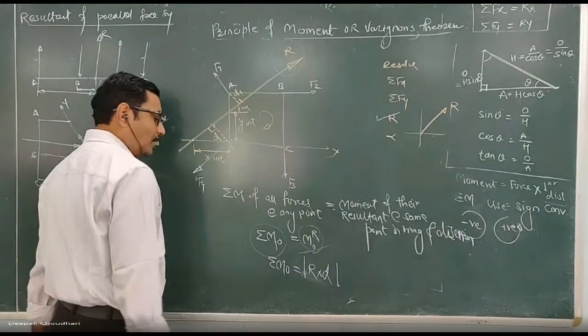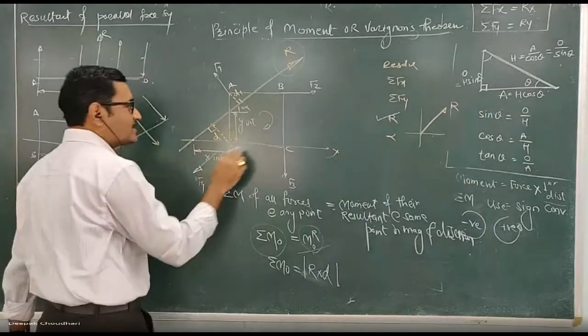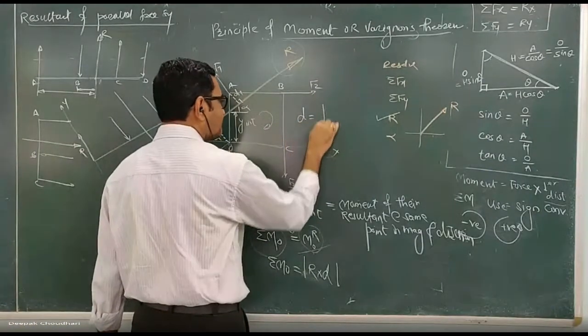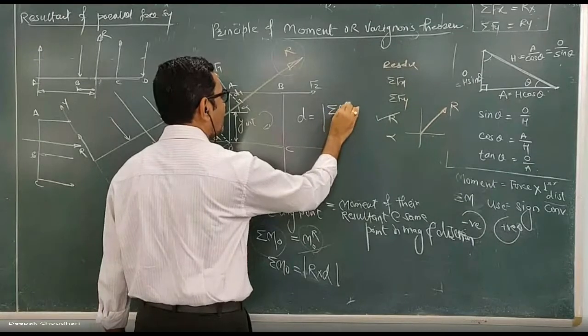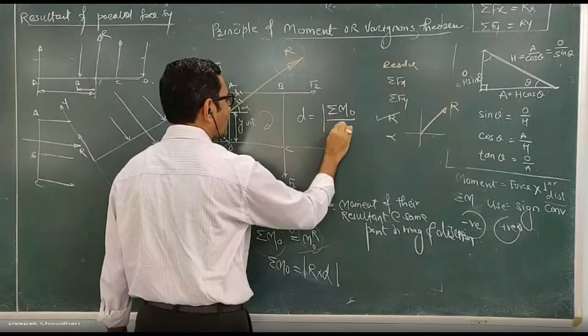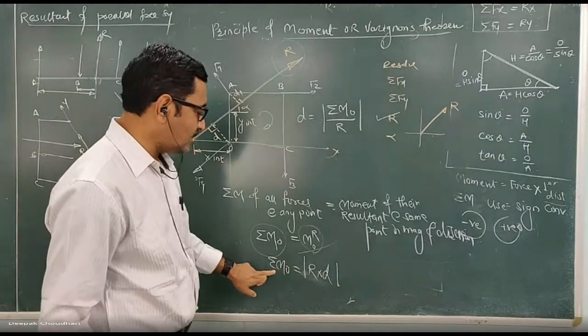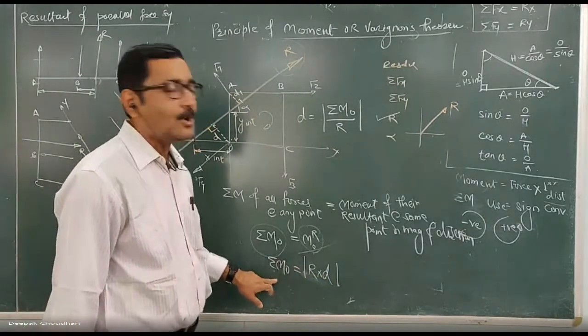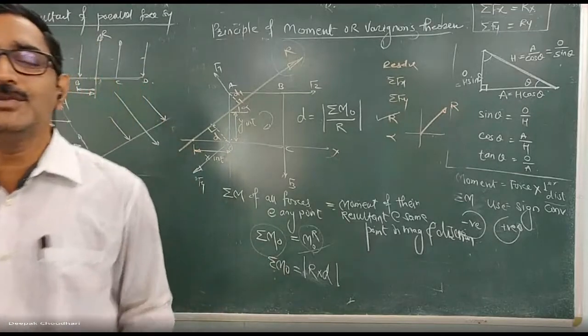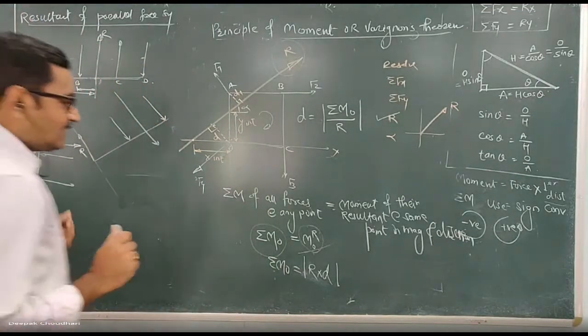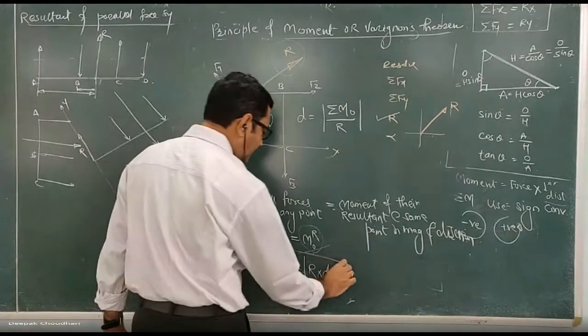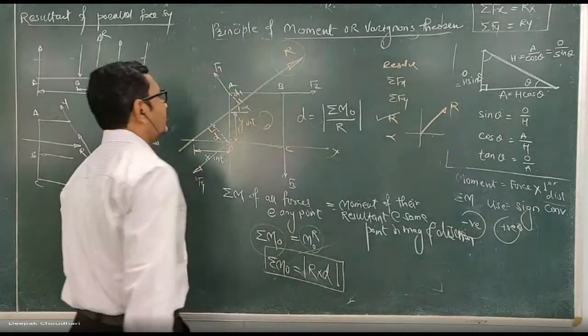So from this, the perpendicular distance of the resultant D can be written as the mod of the algebraic summation of the moment of all forces about point O upon R. Am I right? This perpendicular distance D of the resultant equals summation of MO of all the forces about O upon R. This is Varignon's theorem. While solving the sum, we will write this equation and calculate the perpendicular distance from it.